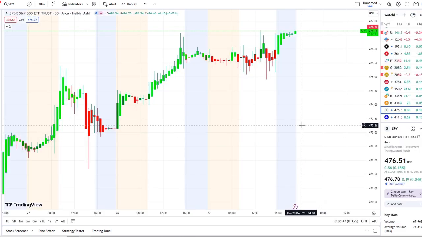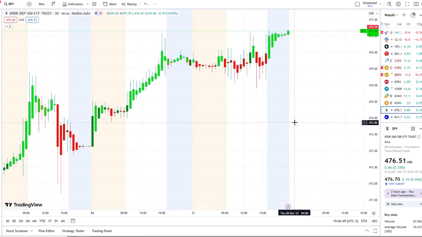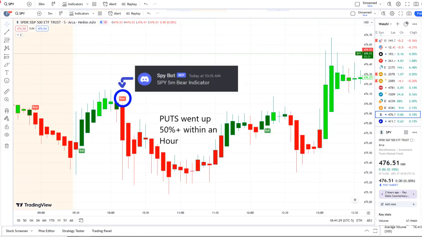Here we are with the SPY, the S&P 500 index, continuing to fight to hold support here and test key resistance levels. And in today's volatility, our SPY bot at 10:15 a.m. sent out a bear indicator, and from that moment forward, outflows crossed the midpoint to the downside. Pure weakness there on 42 Vision. And put options went up 50% plus within an hour, guys.